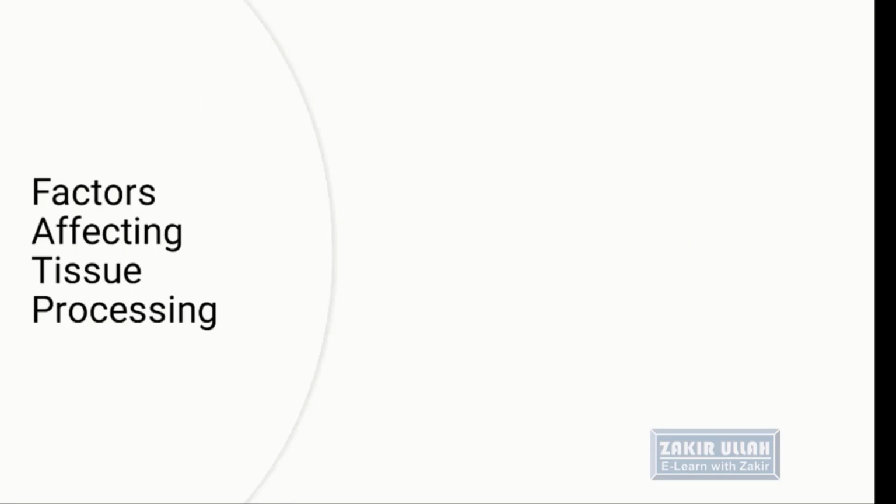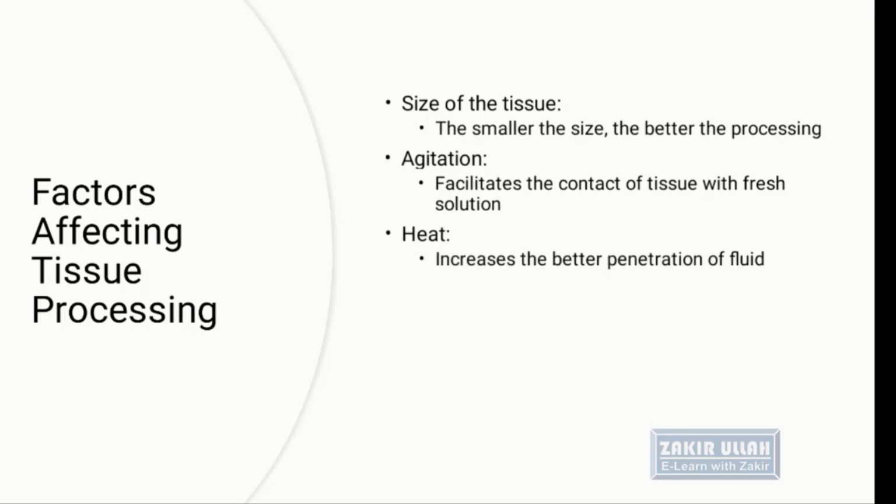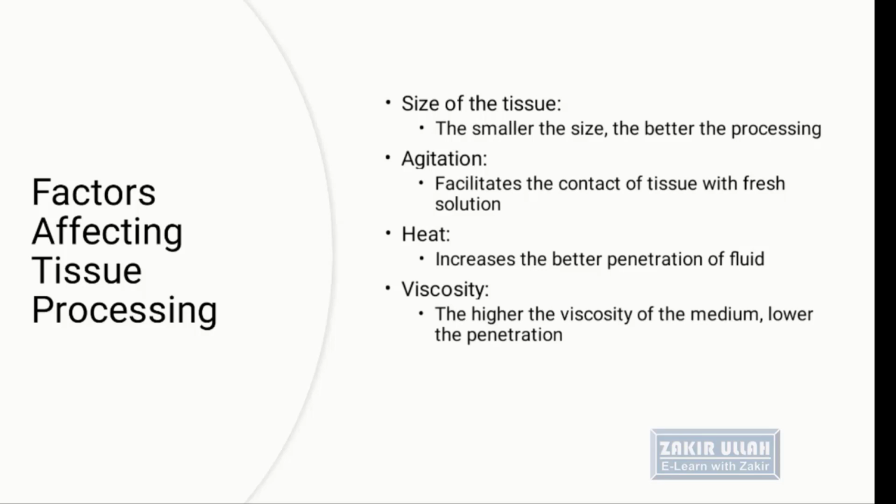There are certain factors which affect the process of tissue processing, and one of these is the size of the tissue. The smaller the size of the tissue, the better will be the processing. The second factor is agitation. Agitation facilitates the contact of the tissue with the fresh solution, and it helps removal of water. Heat increases the penetration of the fluid. Viscosity also affects the process of tissue processing.